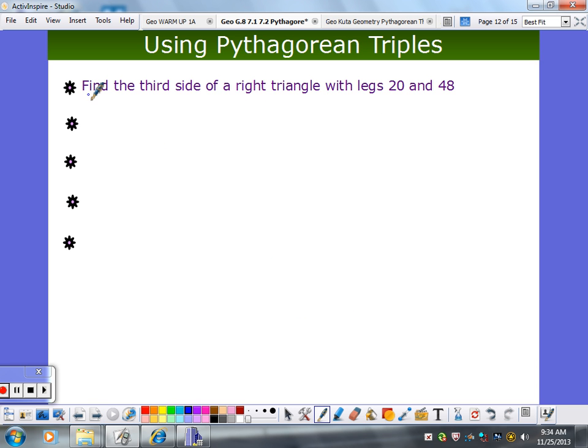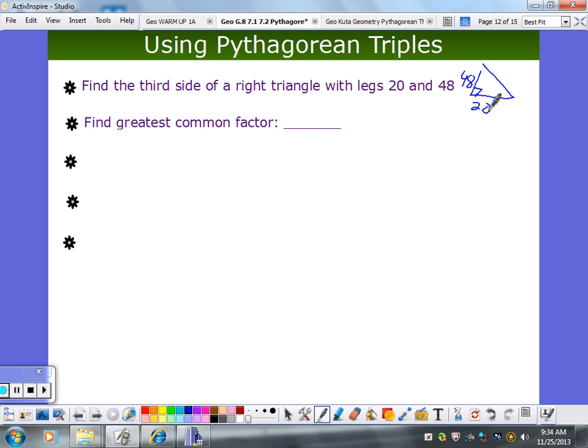But using them. So here's an example. Find the third side of a right triangle with two legs. Now, I could use the Pythagorean Theorem. There is nothing wrong with using the Pythagorean Theorem. The numbers start getting big. I guess in the days before calculators, this would have been a huge deal. So what would I do without having to use the calculator for this?